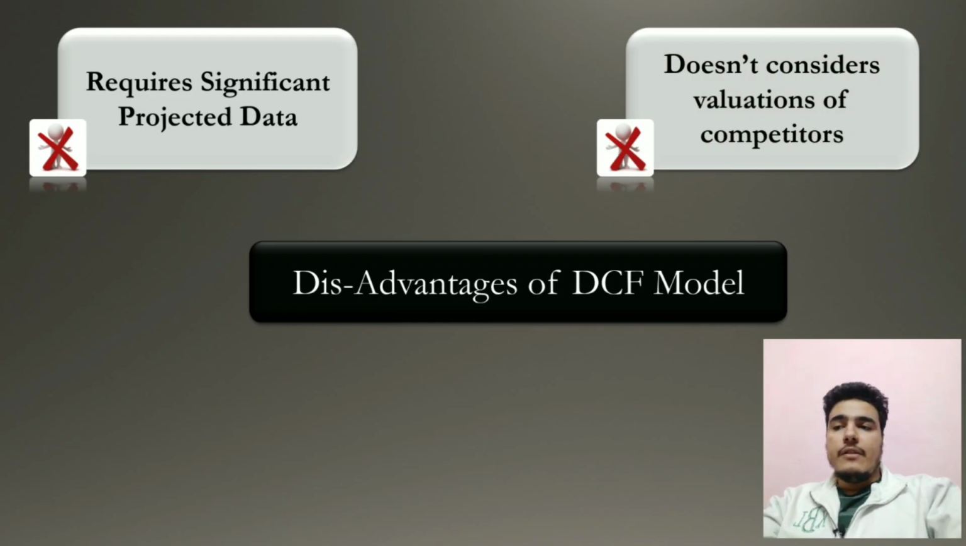It also doesn't consider the valuation of competitors. Suppose you are estimating the value of a business on the basis of its future cash flows, but you are not considering the valuations of competitors. In the DCF model, valuation is only based on future cash flows. No competitor is involved, nothing else will be considered in the DCF model.